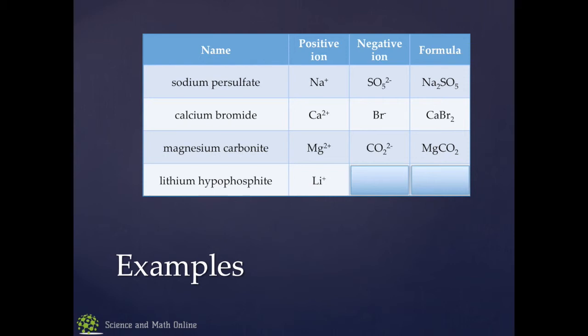Then hypophosphite. So phosphorus is in the box, normally has 4. So when I drop down 2 oxygens, I still have 2 left over. Charge is still 3 minus, and we get the formula Li3. That should be Li3, not Li2. So that should be Li3PO2.